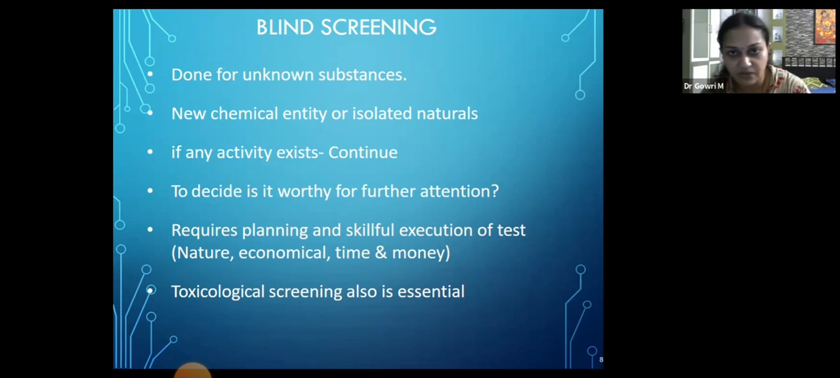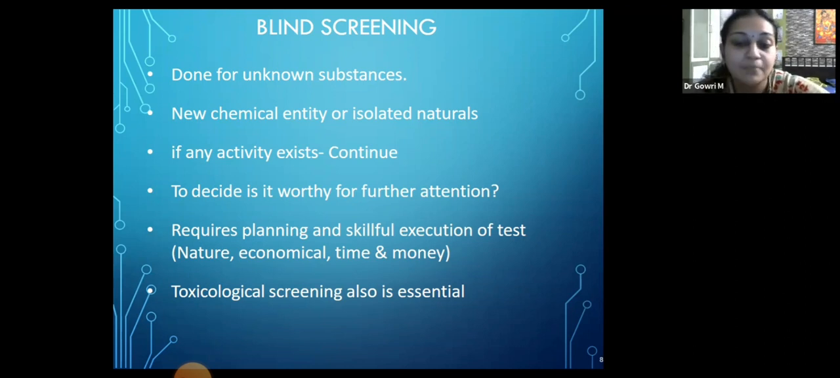So that is blind screening. A new chemical entity or isolated naturals will be given to us, and then we have to make many blind tests and conclude on the property of that particular drug. Only then do we think about whether it is worthy of further attention.